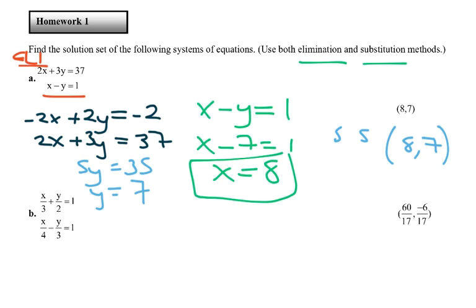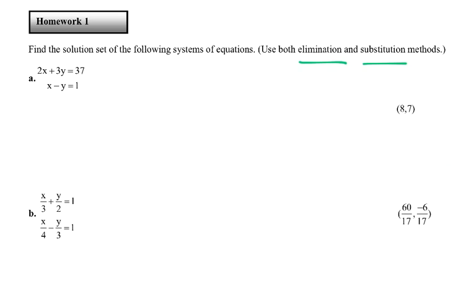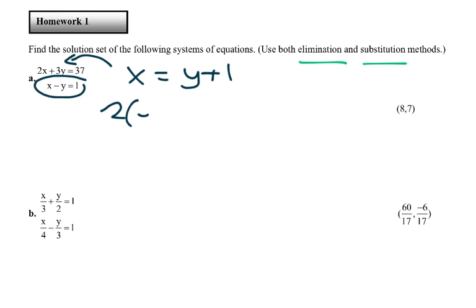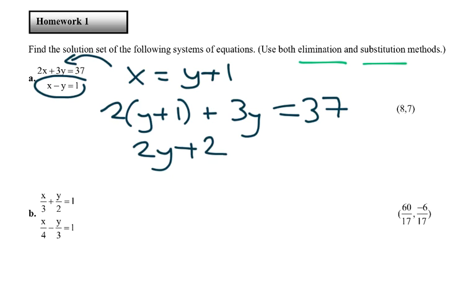If we rub that out, and then use the substitution method, we're going to write one variable in terms of the other. So the simplest one to use would be this one down the bottom, so that x is equal to y plus 1. And then we're going to substitute that into the other equation. So 2x would be the same as 2(y plus 1) plus 3y is equal to 37. We've now got 2y plus 2 plus 3y equals 37.